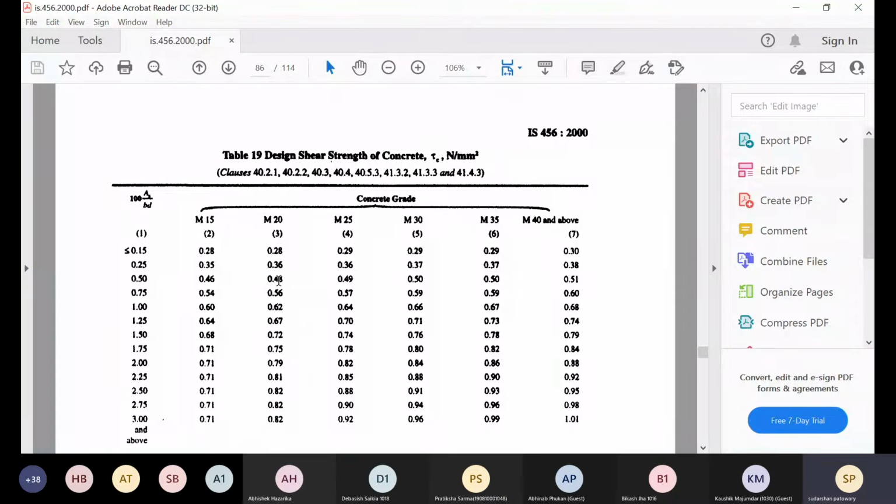So if your tau v is greater than tau c, then you have to design the beam from the shear point of view. If your tau v is less than tau c, then there is no need to design the beam for shear failure. Only if your tau v is greater than tau c do you have to design for shear. Clear?